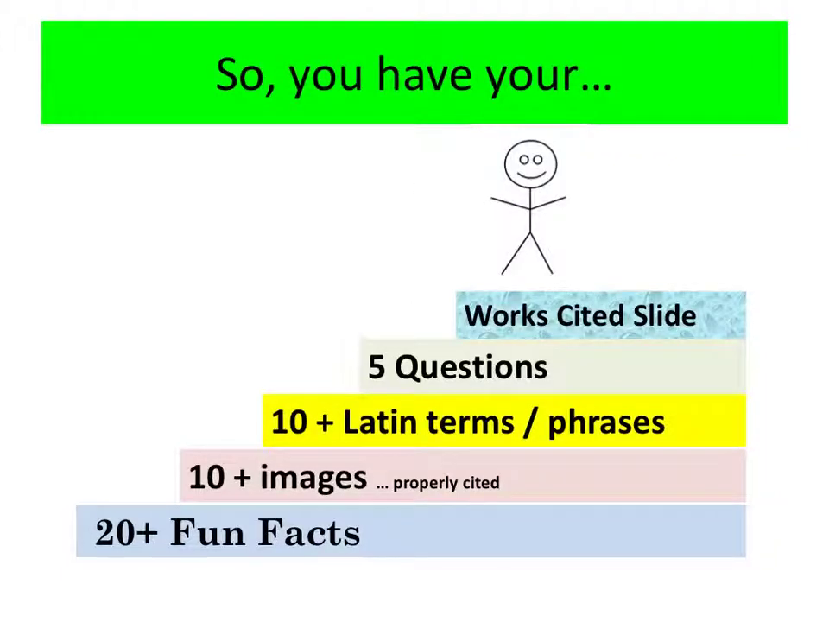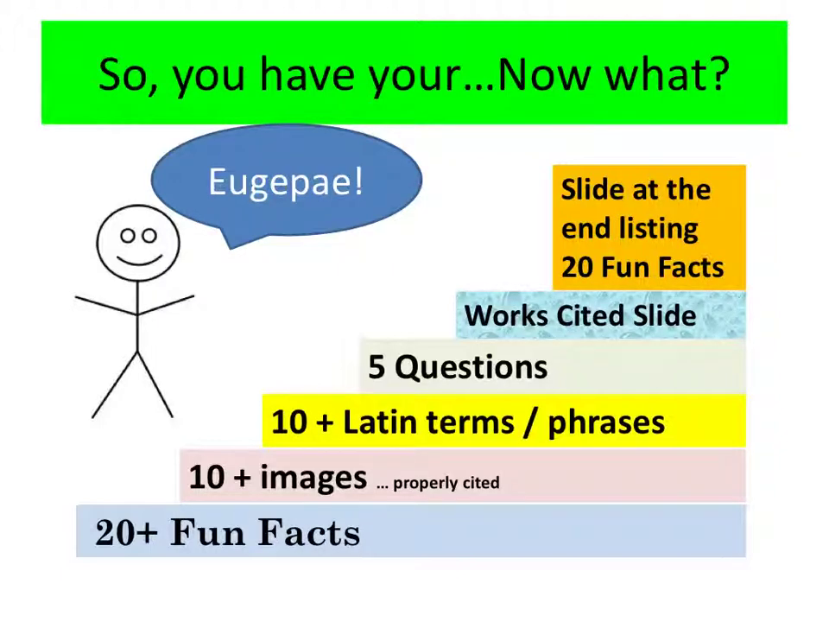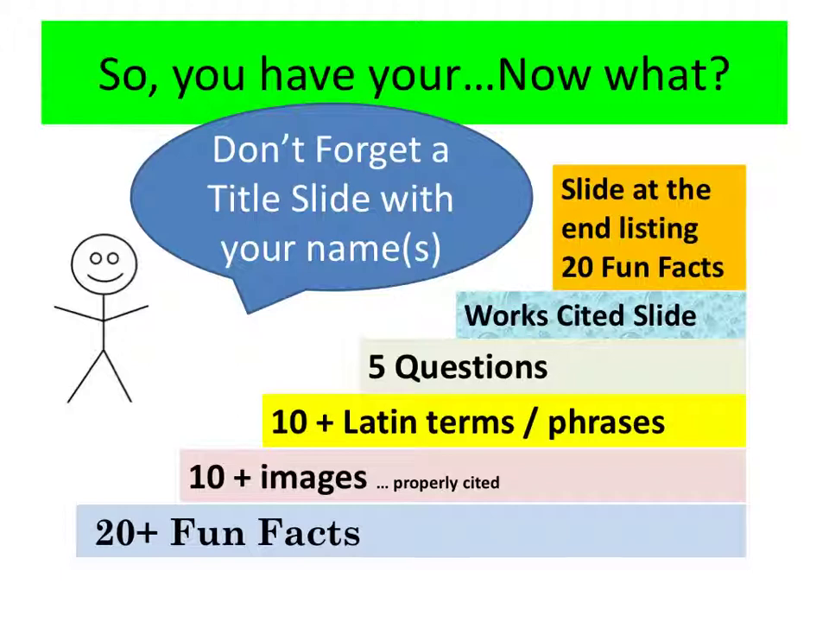For all of your sources, make sure you have a works cited slide at the end after your 5 questions. And then Elgapai, hooray, at the end. Again, list your 20 fun facts, number them. You do not need to read them over again, just have a list of them and allow a little time on your video for someone to pause the video to read them. Oh, and very important, do not forget a title slide with the name of your topic, obviously, and your names on it.